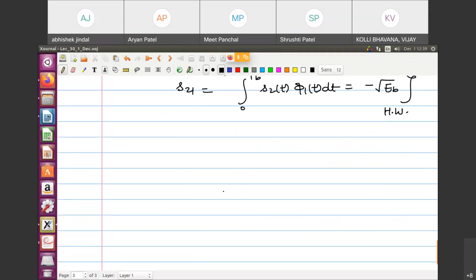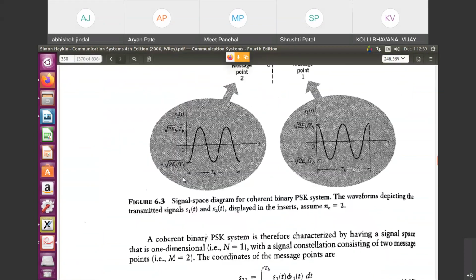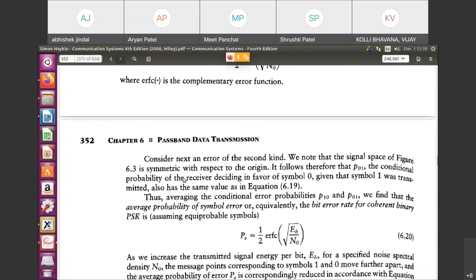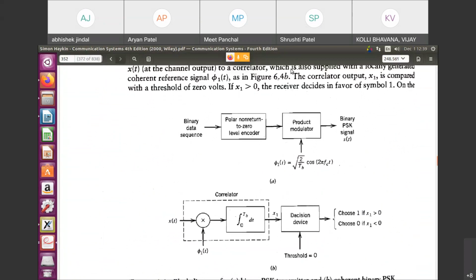Now we will do the generation and detection. That is important. How do you generate and how do you detect? So, generation and detection of coherent BPSK. I am again mentioning this word coherent so that if you listen to it several times, you will remember it. So instead of drawing, let us see what is happening. Figure 6.3, let us see this.